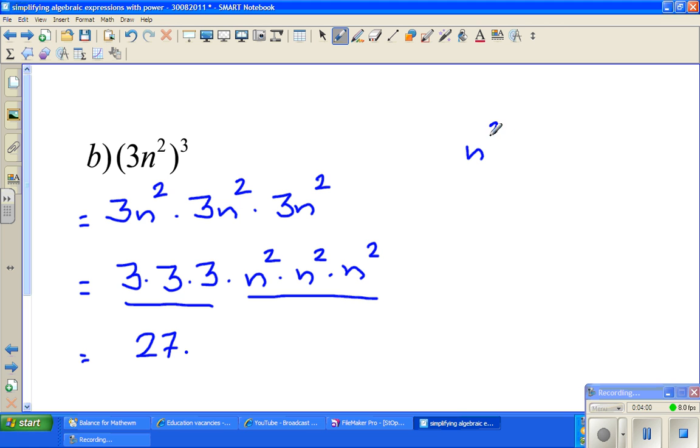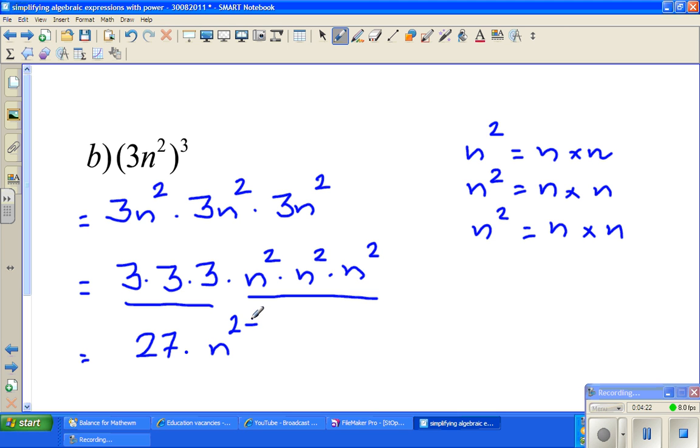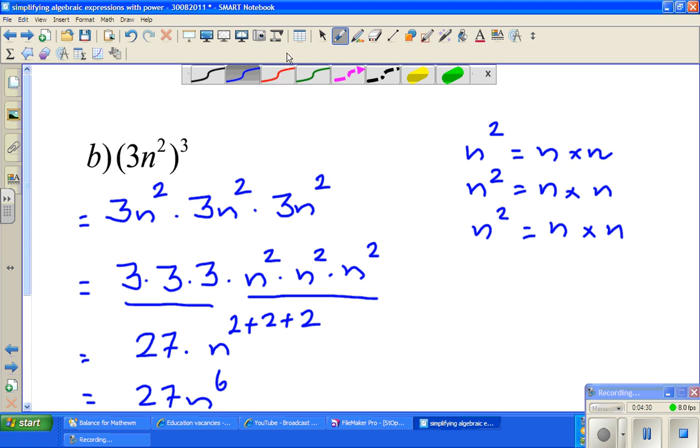Now, just for those who don't know, n squared means n times n. Okay, so again, you've got n squared, which is n times n. And n squared, you've got n times n. So how many times have you multiplied n? This is 2, 4, 6. Which we do like this, this is n to the power 2 plus 2 plus 2, which is 27 n to the power 6.